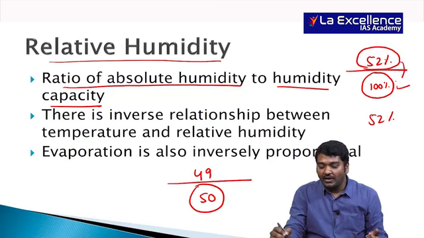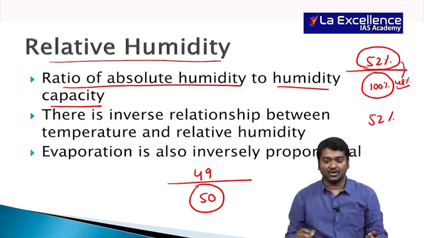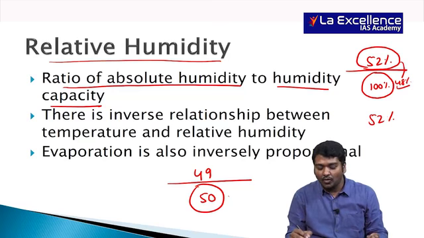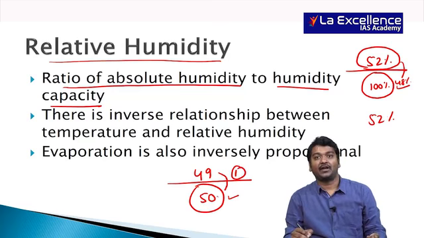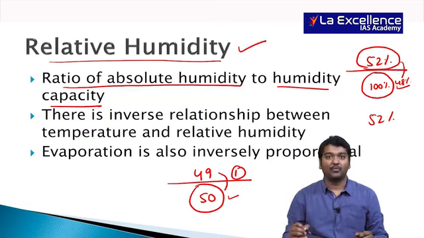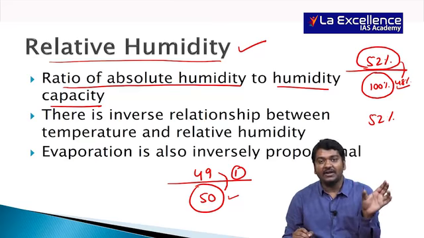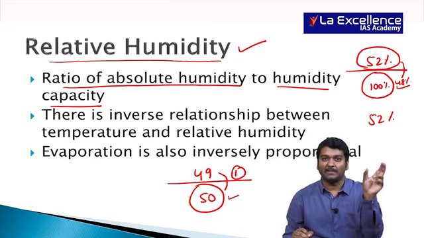So you need to fill 48 to become saturation. Here air can hold only 50 and you have only 1. So if you add 1, this becomes saturated. So we call relative humidity, that is at a significant temperature or at a specific temperature.